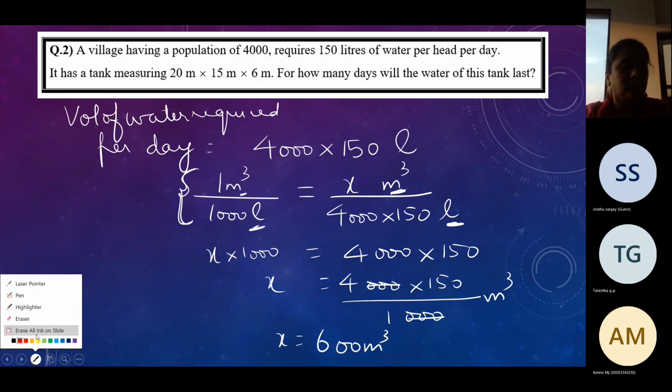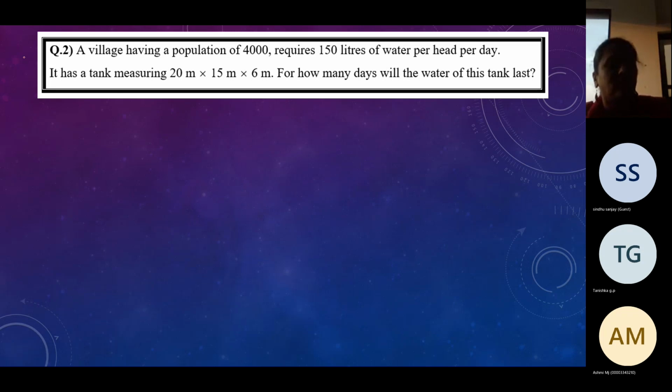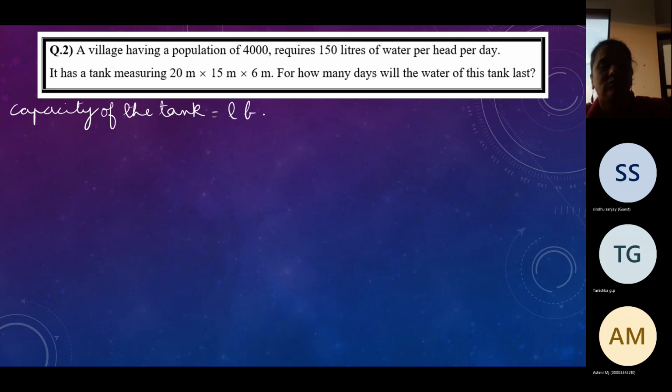Let's do it the other way. Tell me, first what? Volume of water in the tank. Capacity of the tank is equal to LBH, which is 20 into 15 into 6. What was that? 1800 meter cube. Now, supposing you want to convert this to liters.